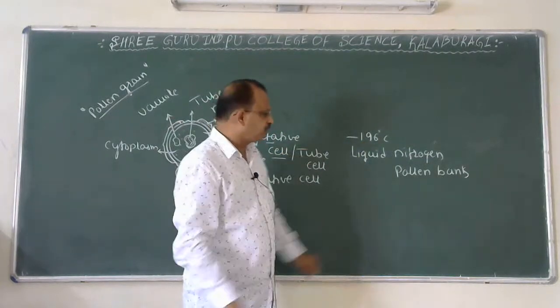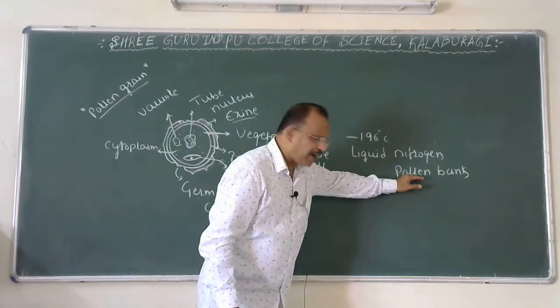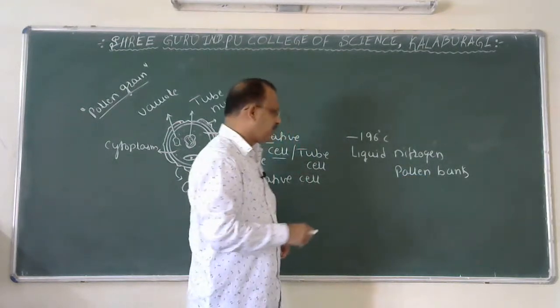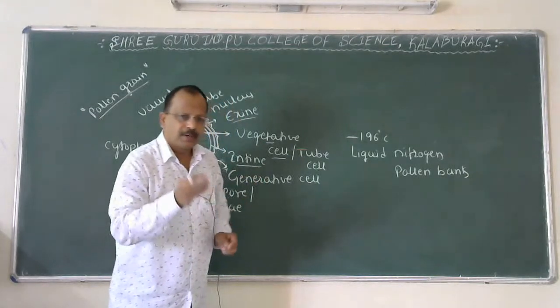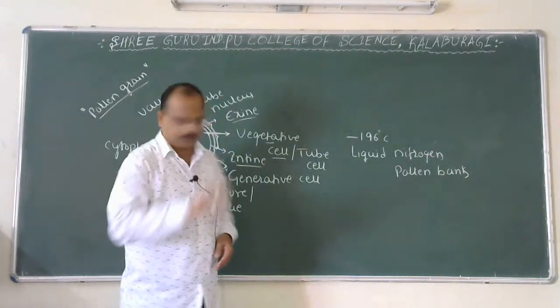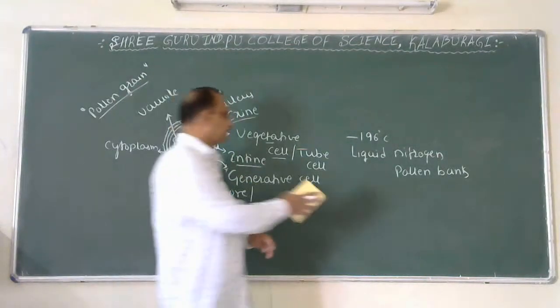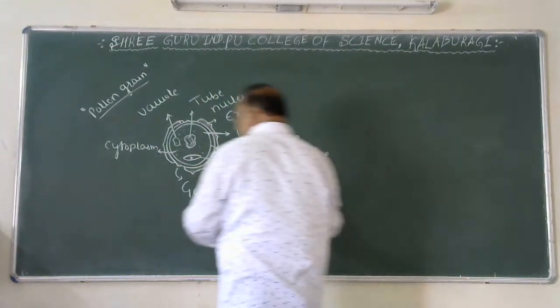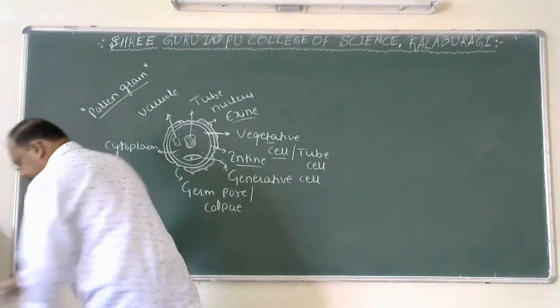Preserved pollens are used as a pollen bank in crop breeding programs. Last point: viability of the pollen grain.